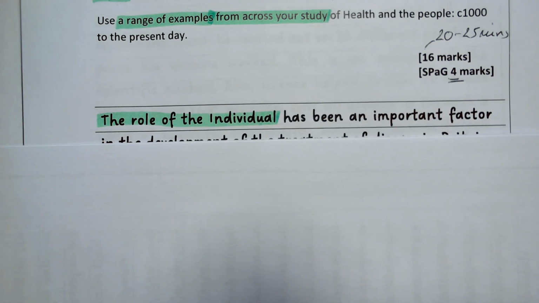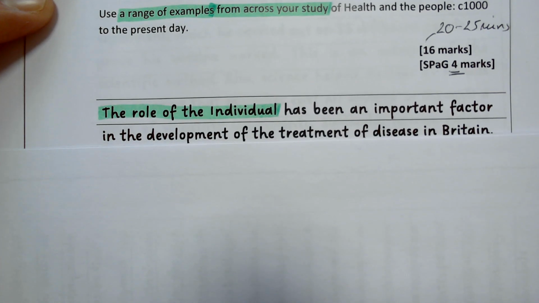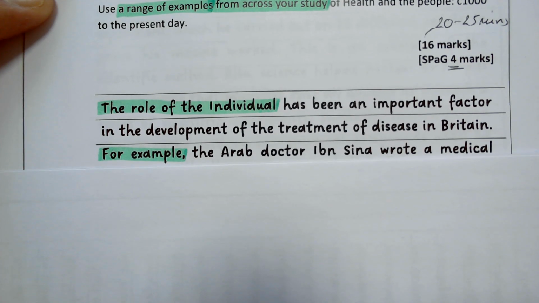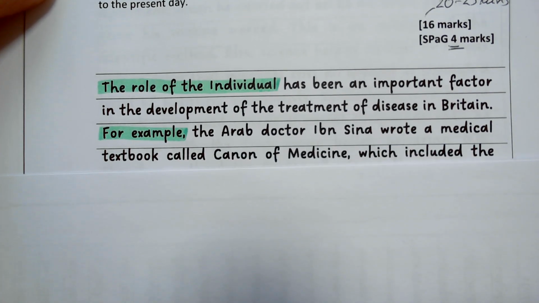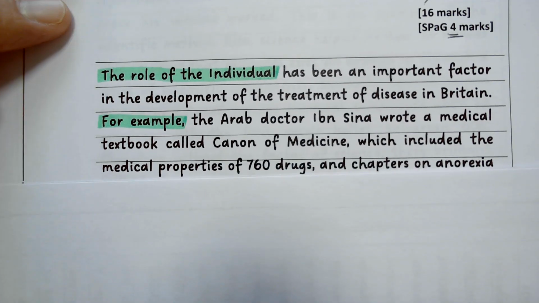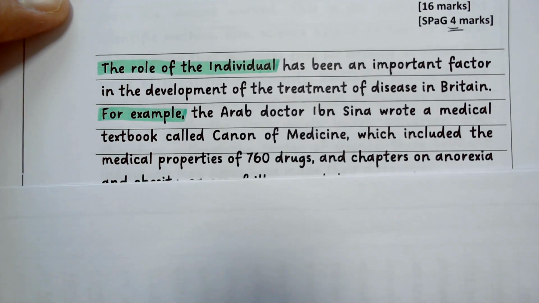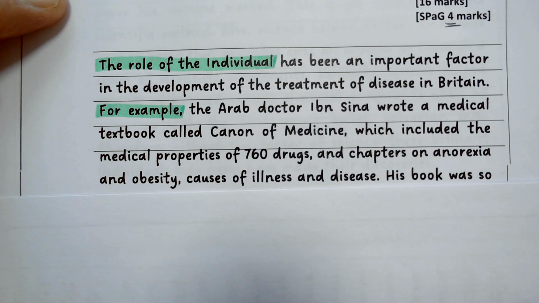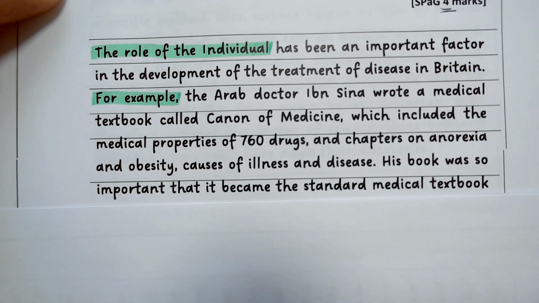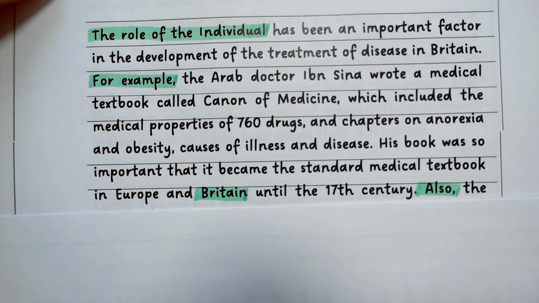The role of the individual has been an important factor in the development of the treatment of disease in Britain. For example, the Arab doctor Ibn Sina wrote a medical textbook called Canon of Medicine, which included the medical properties of 760 drugs and chapters on anorexia and obesity, causes of illness and disease. His book was so important that it became the standard medical textbook in Europe and Britain until the 17th century.